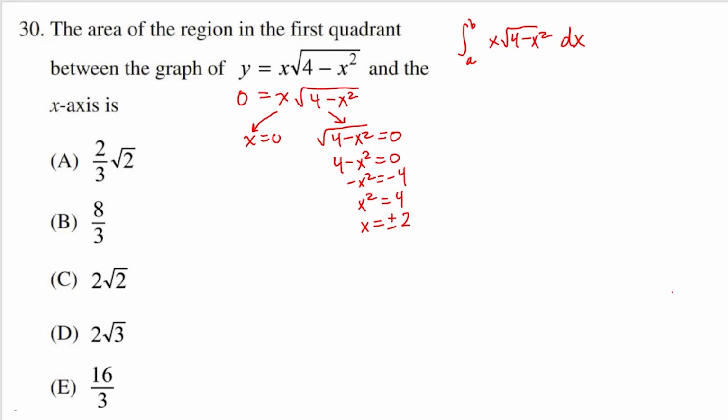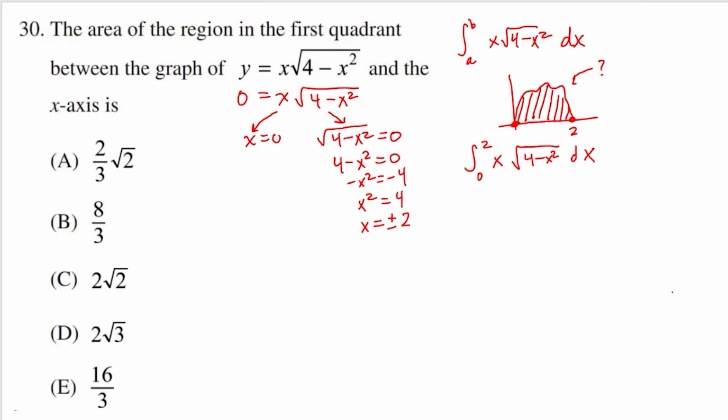So this function has a total of 3 x-intercepts, but we only care about the ones that are in the first quadrant, so we're really only going to concern ourselves with x equals 0 and x equals 2. We don't know exactly what this function looks like, and you're not really expected to know what it looks like, so I'm just going to draw some sort of weird curve. We don't know what that curve looks like, but we're just trying to find the area underneath it. So now that we know the boundaries, we can change that a to b to be from 0 to 2. So we're looking for the integral from 0 to 2 of x times the square root of 4 minus x squared dx.